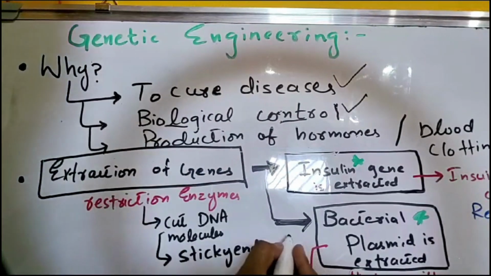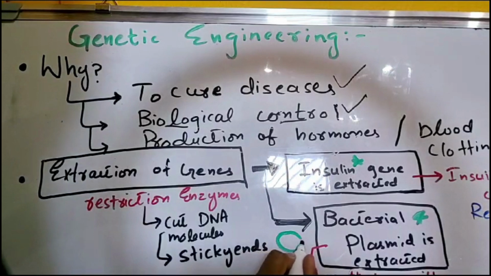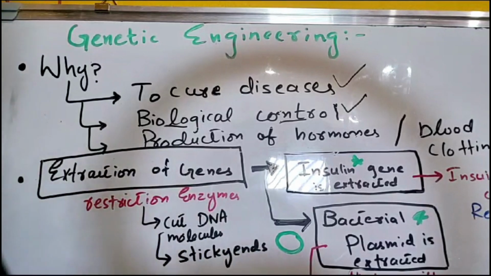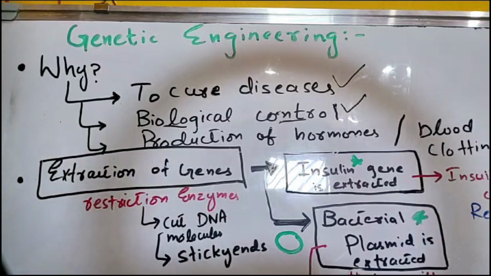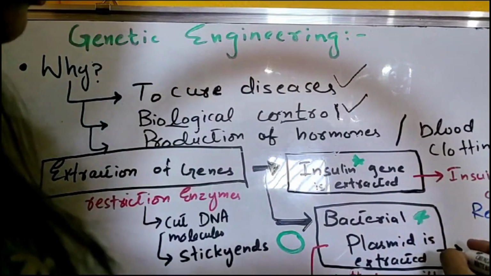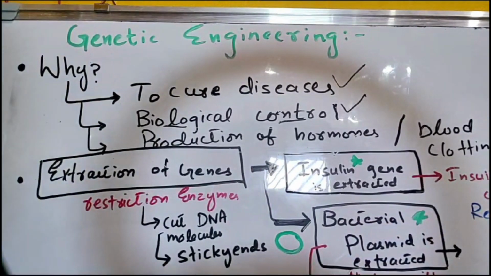Plasmid is a circular DNA. Plasmid is a circular, extra-chromosomal DNA, and plasmid is not associated with reproduction. Plasmid is more associated with the production of resistance. So plasmid is associated with the resistance to antibiotics.